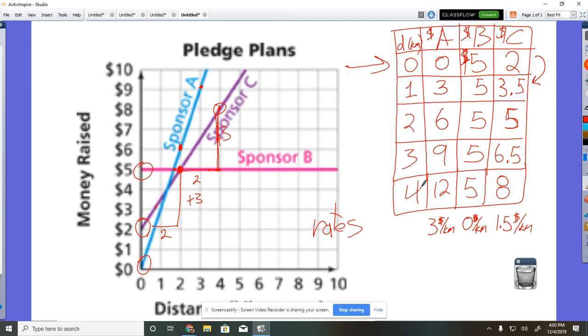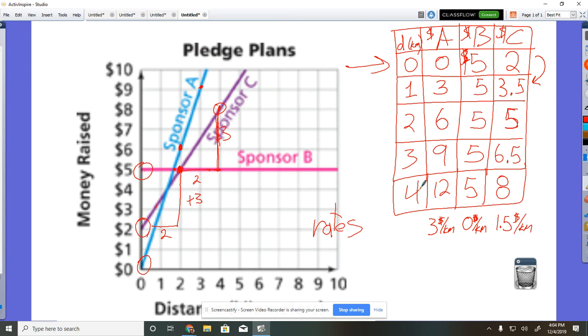So let's see what questions we are being asked. Describe each sponsor's pledge plan. Sponsor A donates $0, but will donate $3 per kilometer. Sponsor B will only donate $5, will not donate anything per kilometer. And sponsor C will give you a $2 donation plus $1.50 per kilometer.